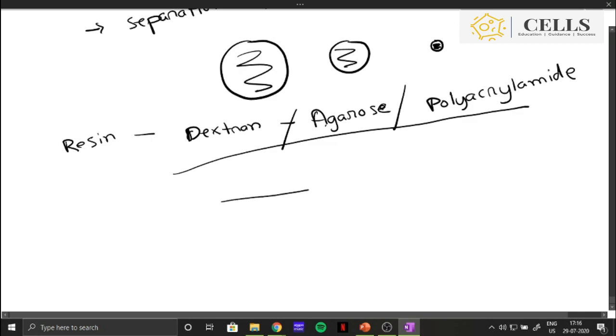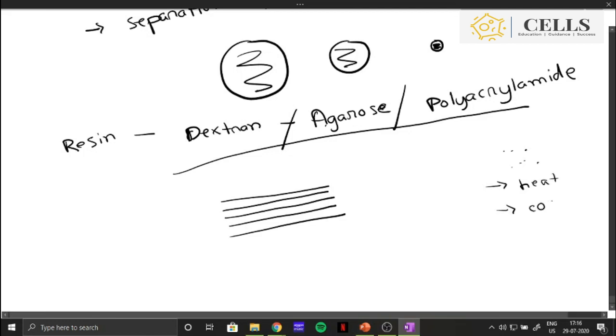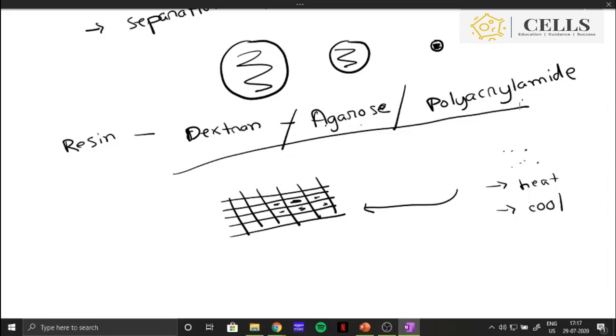Suppose agarose: agarose is formed as a powder. You heat it, then you cool it, and it will form a gel-like mesh. So you have gaps in between the agarose gel. You have gaps in between dextran, you have gaps in between agarose, you have gaps in between polyacrylamide. The pores differ from compound to compound, but every compound has pores.